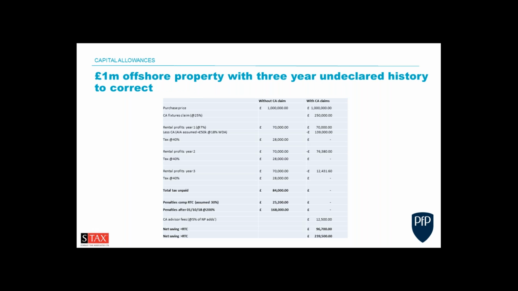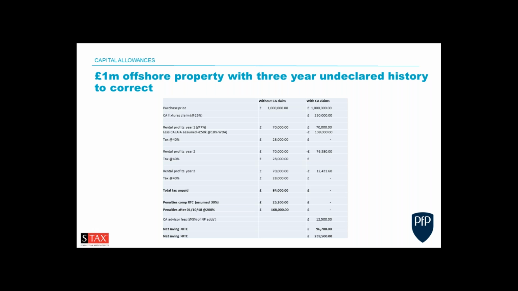Now, of course, if you've got a client who's got a large number of holdings, or, say, one very large property, the numbers escalate quite rapidly as you go up the scale. As you can see, £1 million purchase. Just to mention, that obviously exceeds the AIA. Well, actually, may not have done 3 years ago, but we've calculated some WDAs in there as well.